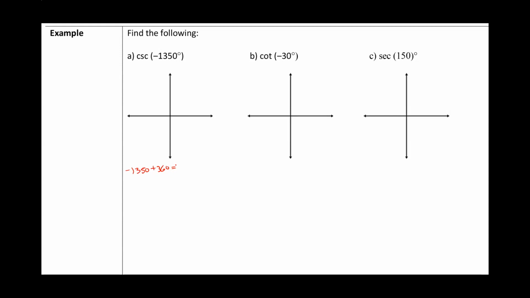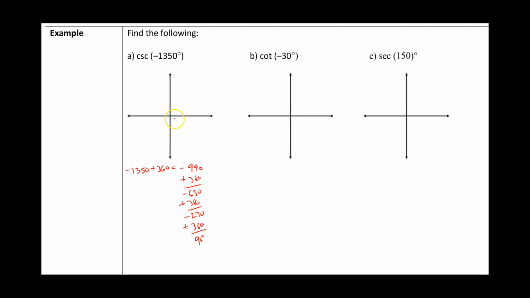So if we take negative 1350 and add 360 to it, this gives us negative 990. Take negative 990 and add 360 to it, this gives us negative 630. Take negative 630 and add 360 to it, this gives us negative 270. But remember, we have to be between 0 and 360, so we have to add 360 again. And if we do that, then we're going to end up with 90 degrees. So the coterminal angle to negative 1350 is going to be 90 degrees.